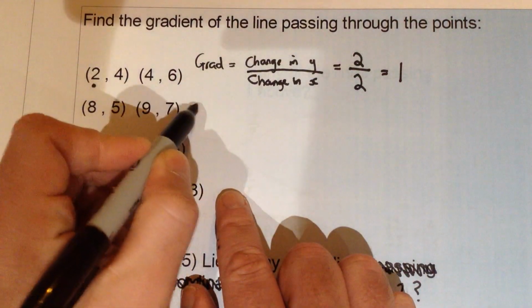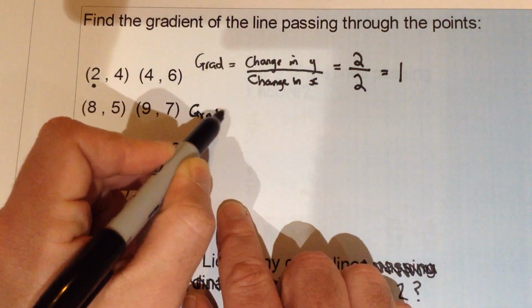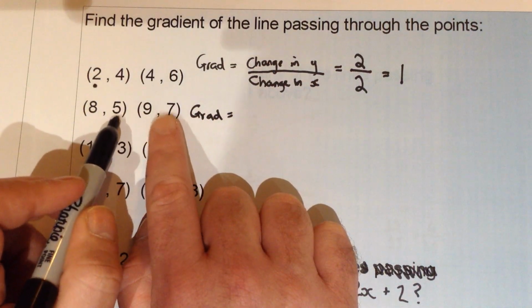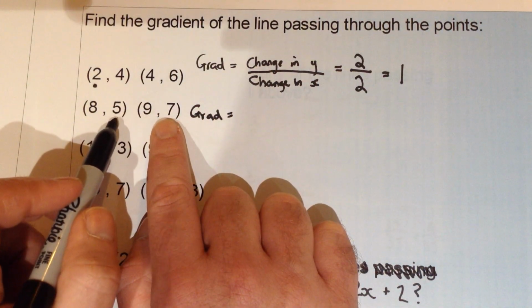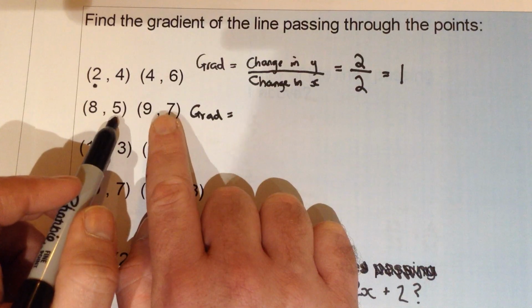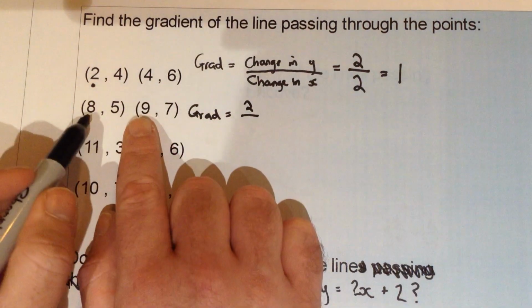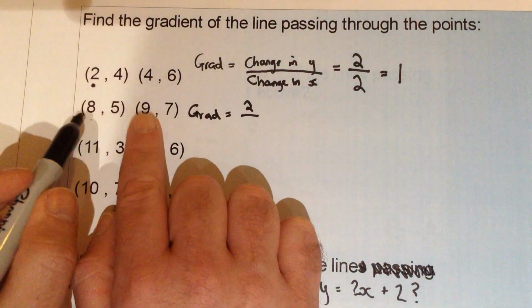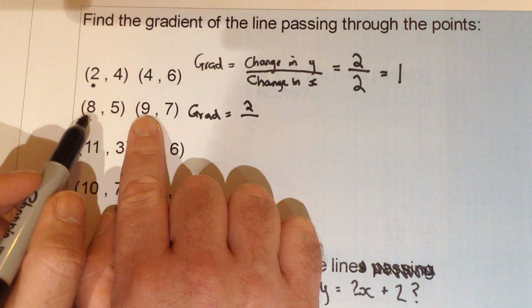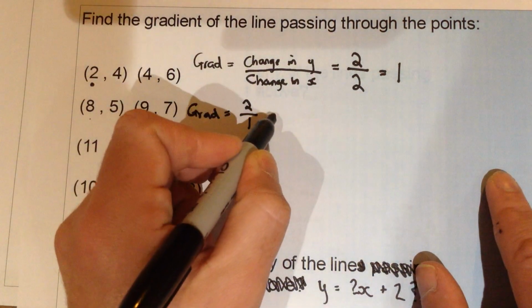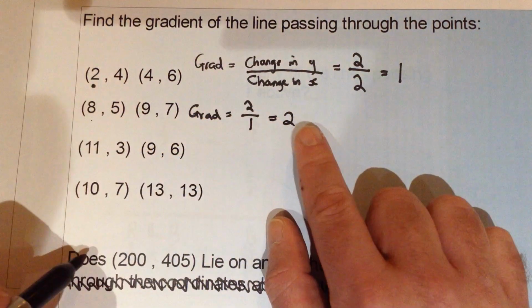For the next question, the gradient is again the change in y, so that is the difference between the two y coordinates, the two second numbers. So the difference between 5 and 7 is 2, divided by the change in the x coordinates, so the two first numbers in the brackets. The difference between 8 and 9 is 1, so 2 divided by 1 is 2, and this would be the gradient of that line.